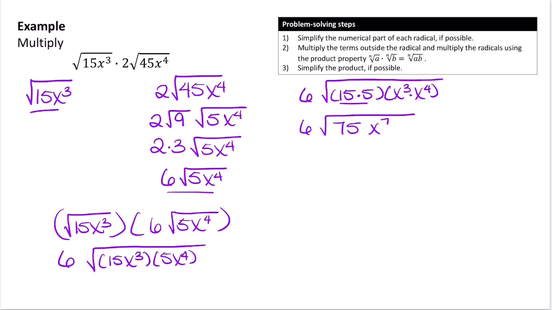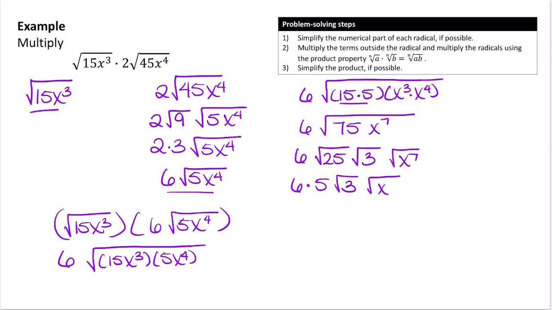Now let's look at how to simplify this final product, because we want to make sure all our radicals are fully simplified. The square root of 75 I can rewrite as the square root of 25 times the square root of 3, and then we have the square root of x to the 7th. So we now have 6 times the square root of 25, which is 5, and then we have the square root of 3. When we look at the x to the 7th, since we're talking about a square root, we want to see what's the largest even number less than 7 that we can factor out.